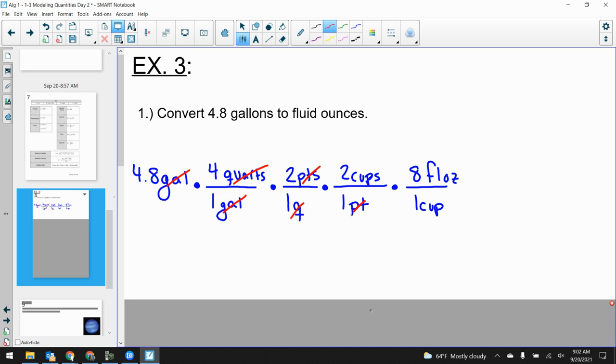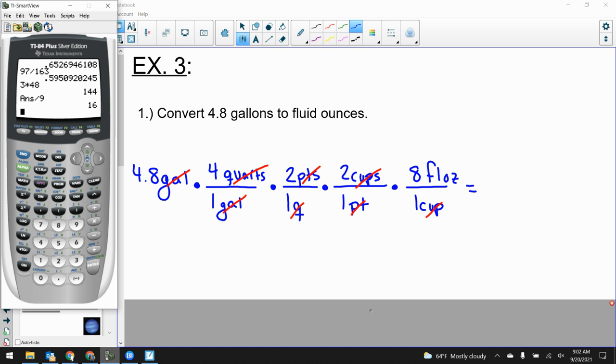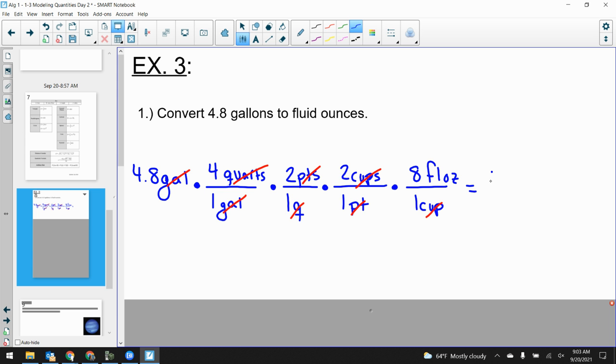So we can see that the labels have been canceling out as we've been going. What's the label that's left over that has not canceled? Fluid ounces. So if I just multiply this fraction, and whenever you multiply by a fraction, all you're doing is multiplying everything on top, then everything on bottom, and then doing the division. All I've got is a 1 on the bottom, which is perfect. I don't have to divide by anything. So all I'm going to do is multiply the top. 4.8 times 4 times 2 times 2 times 8. 614.4 fluid ounces.